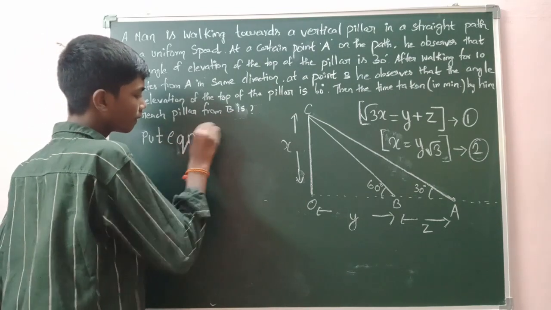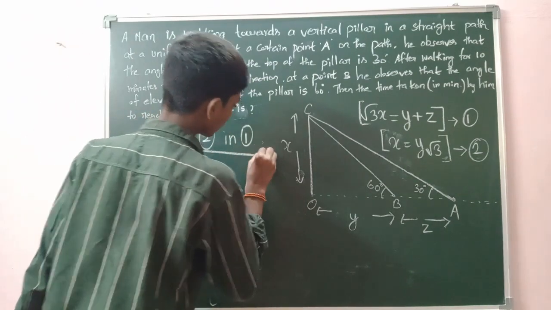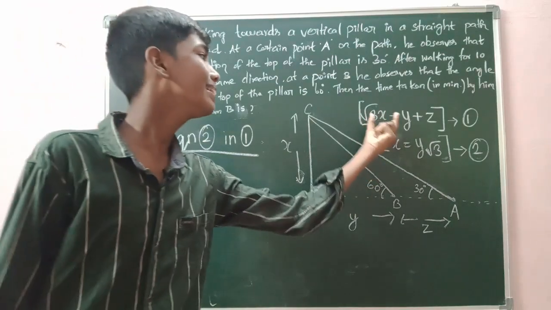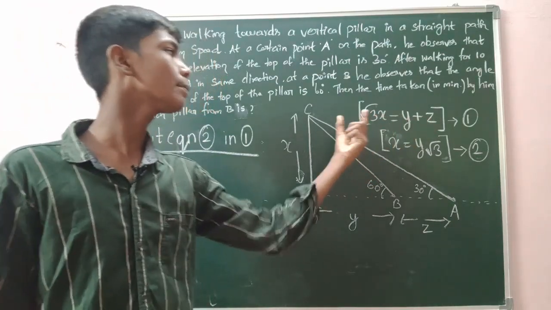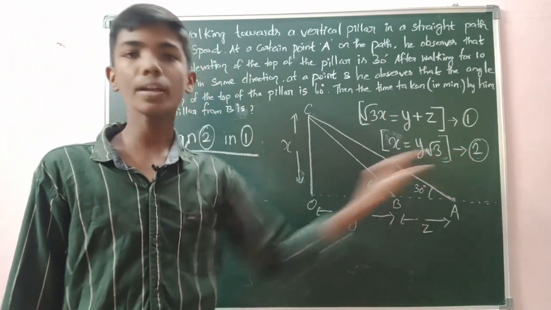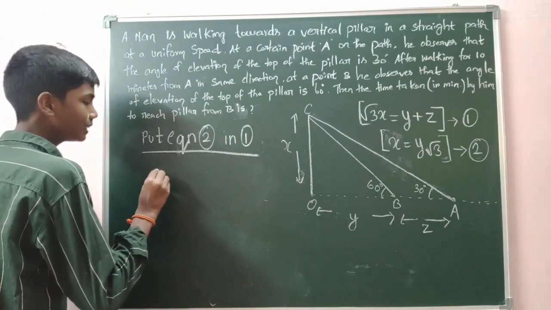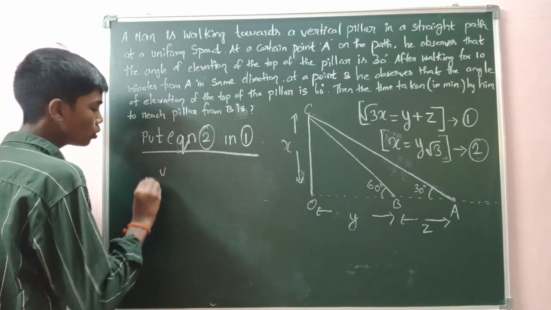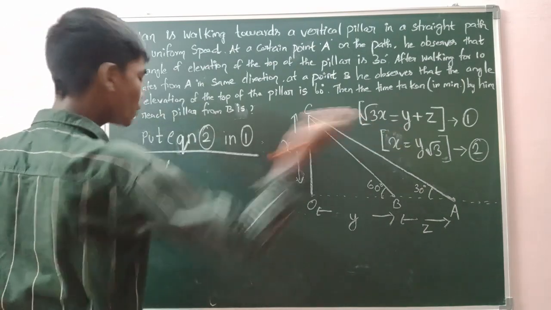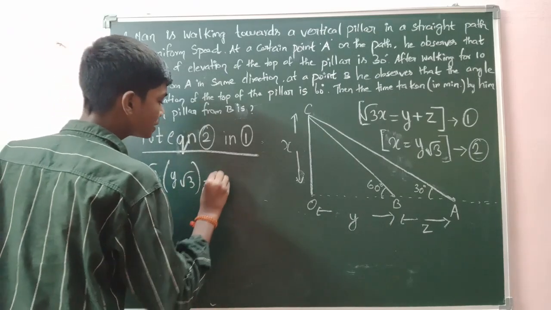Equation 2 in 1. That is what I'm going to do now. There's nothing bad. In equation 1, I have root 3x is equal to y plus z. Instead of x, I'm going to put y root 3 by equation 2. So when I write like that, I will get root 3 times x, and x will be y root 3 here. So root 3 times y root 3 will be equal to y plus z.